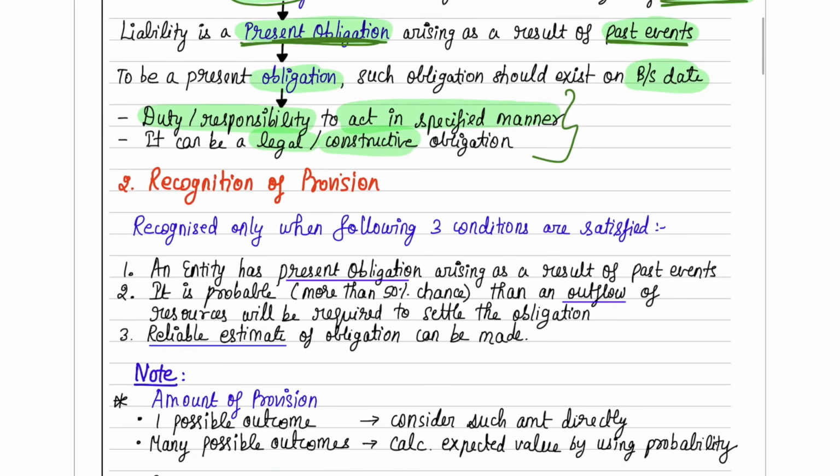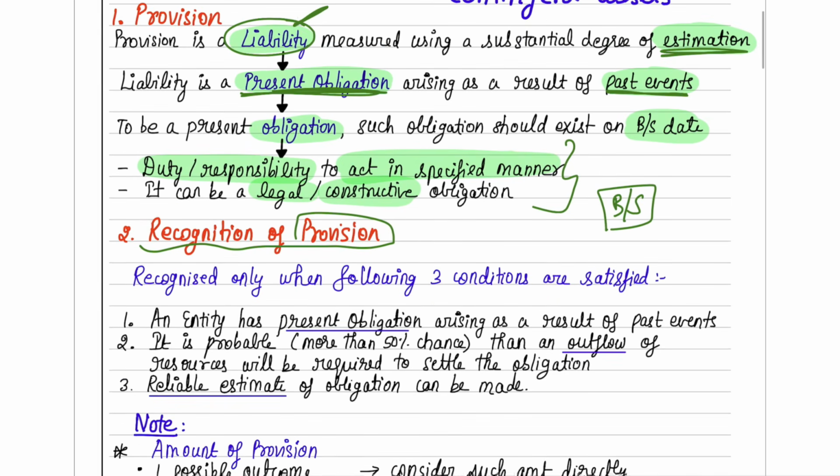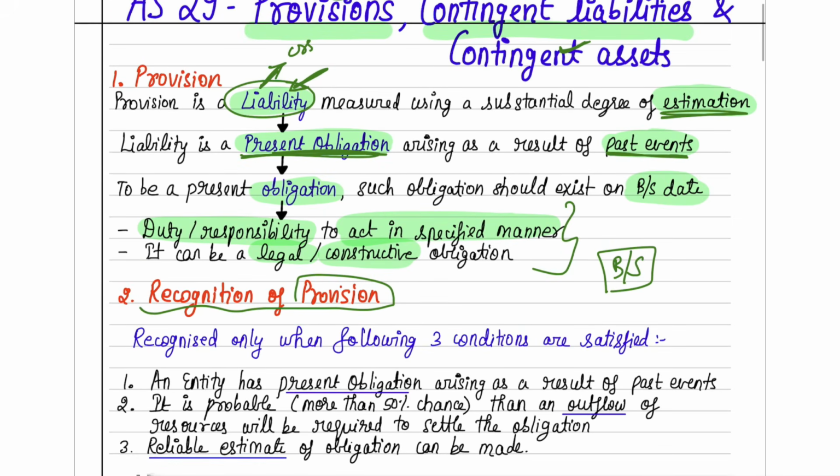Okay, now when do you recognize a provision? When do you recognize a provision? Okay, so basically provision is recognized in your balance sheet. So this is a liability, like I told you, so it comes in the balance sheet. But the only difference between liability and this is, in liability you have a fixed amount that you have to pay your creditors, say 1 lakh rupees for all the raw materials you have purchased.